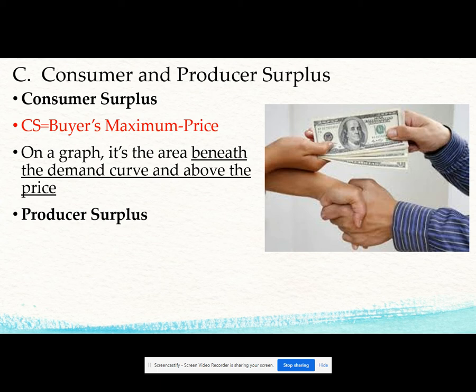We find that very similarly to the definition. Producer surplus, or PS. Again, you can have individual producer surplus, but we're talking about the whole market. It is the price actually received minus the seller's minimum. The seller's minimum is the least they have to sell it for. They will go no lower.